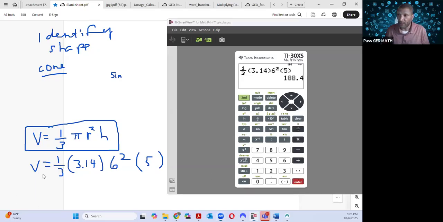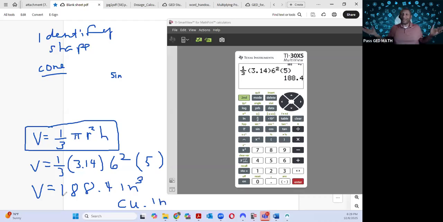Now, this is the problem. Your volume, let me get my pencil. Your volume is 188.4 inches cubed or cubic inches. That's it. That's all you need to do to solve a volume problem.